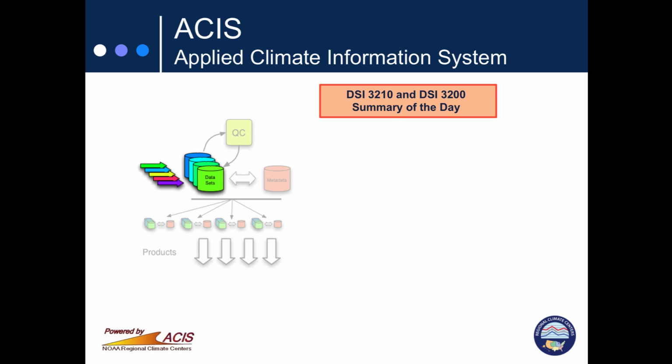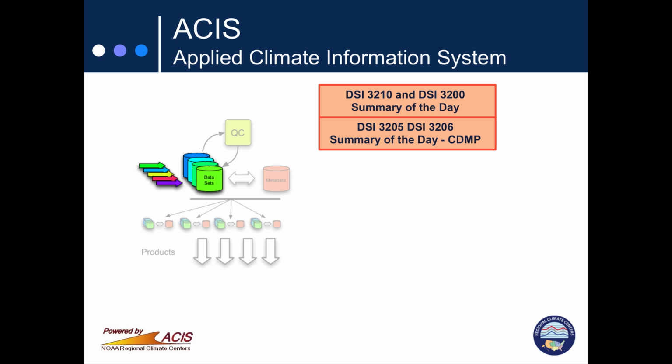For NOAA data, there is a hierarchy of data sources, with data of the highest quality being preferentially returned. If available, the summary of the day DSI 3210 or DSI 3200 data are returned to users first. Otherwise, summary of the day CDMP, DSI 3205, and DSI 3206 are returned. These data are typically from the earliest parts of a station's record. More recent data come from the GHCN Daily.